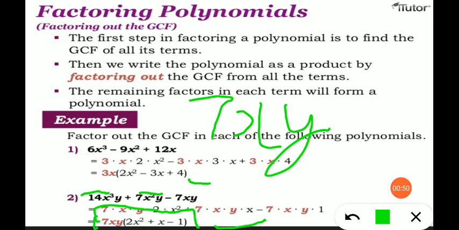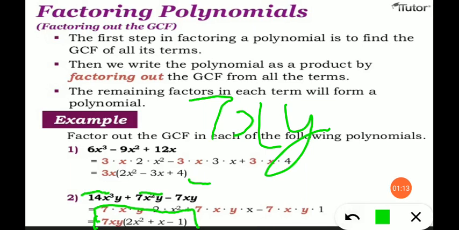So sometimes just taking out the GCF, the greatest common factor, finishes our work of factorizing the polynomial. That's it in this portion.